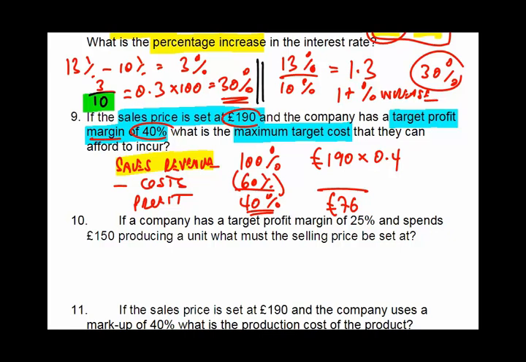Now, you can either work out the cost by doing £190 price less that £76 profit, which is £114, or alternatively, because you know the cost to give a margin of 40% must be 60% of the revenue, you can work it out based on the revenue of 190 times 0.6. 0.6 is how we'd express 60% as a decimal. And you can double check, because you can do it either way. 190 times 0.6 is indeed £114. So in answer to the question, what's the maximum target cost they can incur? Well, it's £114. If they spend any more than that making each unit, so if they make £120 as their cost, then they won't make the profit that they want.